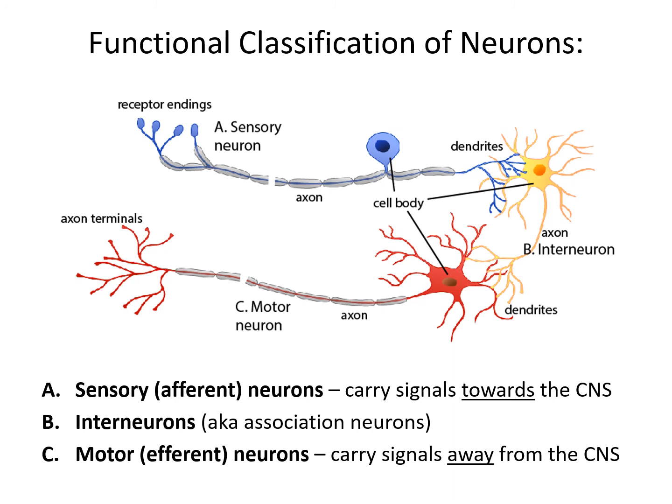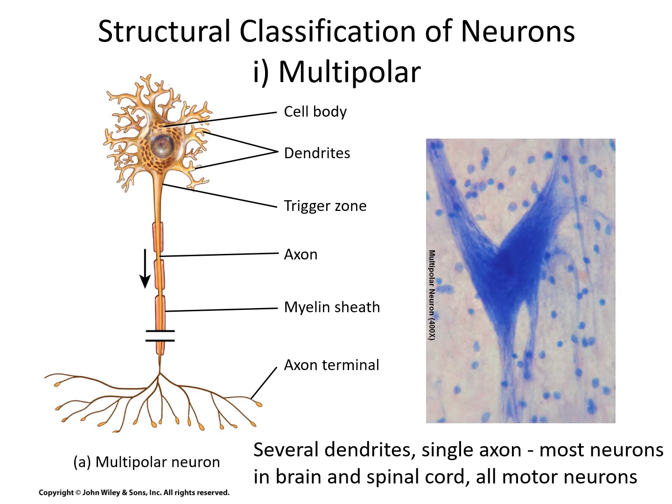These cells are going to synapse with interneurons. Interneurons, or association neurons, are part of the integration that occurs within the central nervous system. These interneurons are going to synapse with motor or efferent neurons. They're going to carry signals away from the central nervous system through the peripheral nervous system to an effector of some sort.